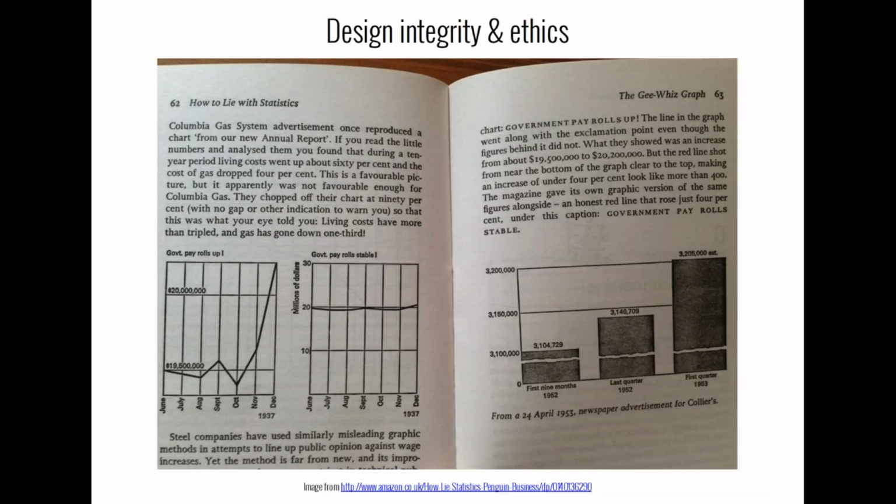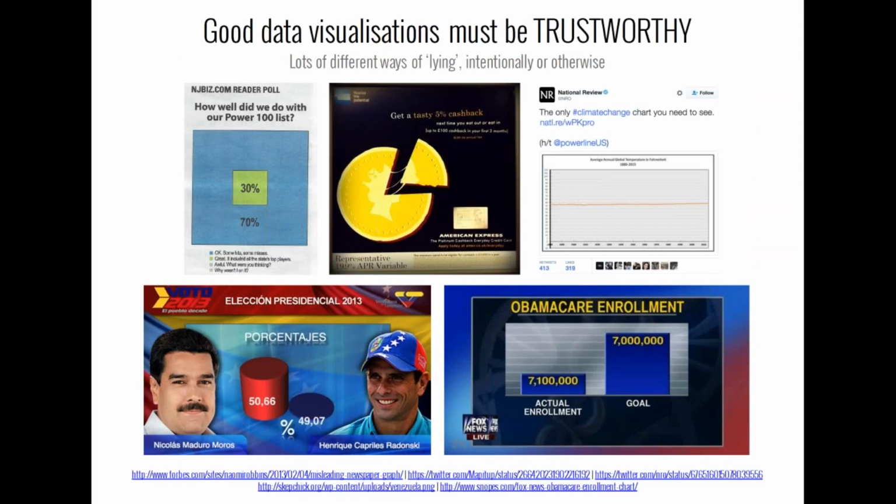And there are many ways that we can actually lie with visualizations, whether we intend to or not. There's a book called How to Lie with Stats, it's a classic book by Darrell Huff. And there's a chapter in there that talks about the gee-whiz graph, and this is a collection of different ways that we can distort charts to effectively lie and deceive people. Here's a collection of some classic examples of bad visualizations that lie, whether they intend to or not.